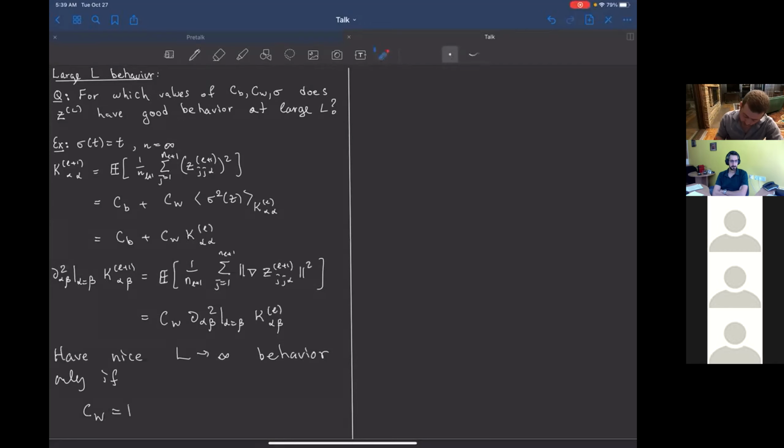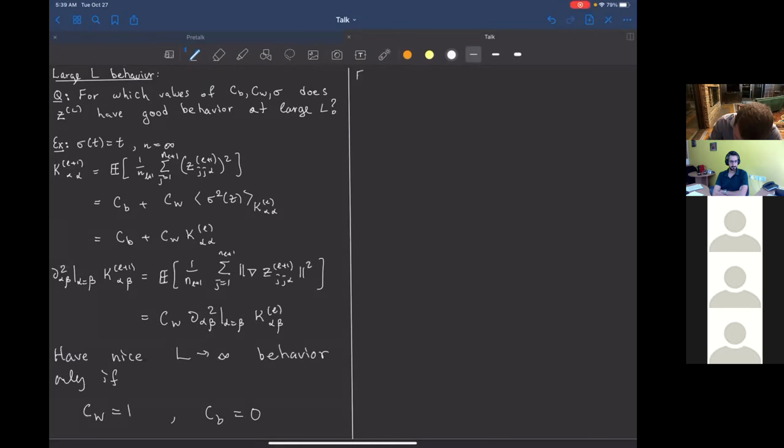But then if CW is equal to 1, I now look at the variance of my process. CW is now equal to 1, and I have to have CB equals 0. Otherwise, the variance is going to keep growing with L as well, and I'm going to have some bizarre process that I can't study. So CW equals 1, CB equals 0. This is the simplest example of needing to tune CB and CW carefully in order to have as nicely defined a limit as you can when L is large.